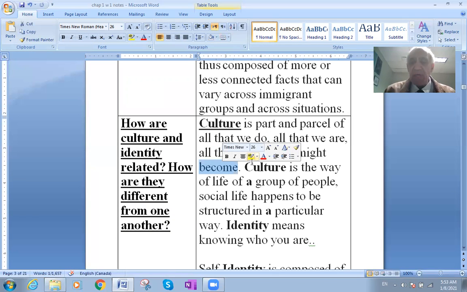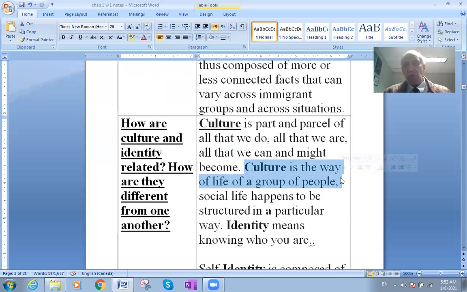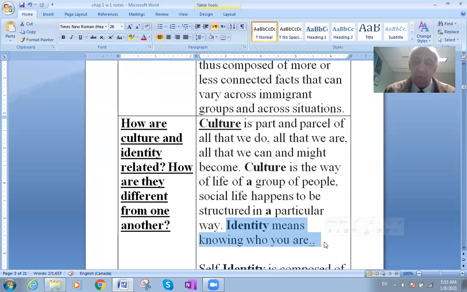Culture is the way of life, and this is very important, of a group of people. So what is right, what's wrong, what you have to do, what you have not to do, what you ought to do, all this comes to the definition of culture. Social life happens to be structured in a particular way. Identity means knowing who you are.